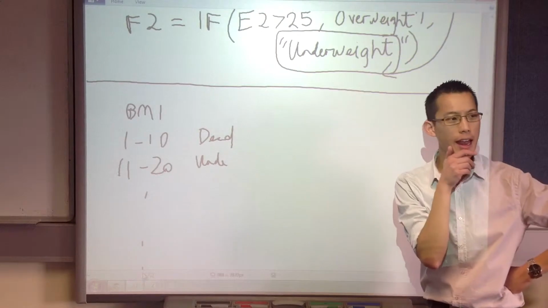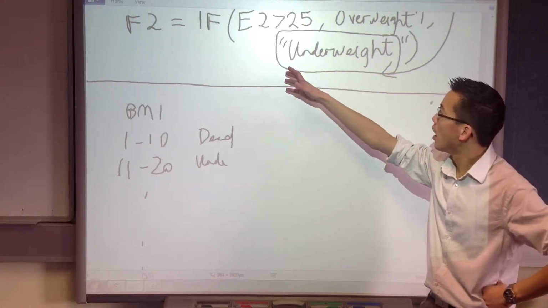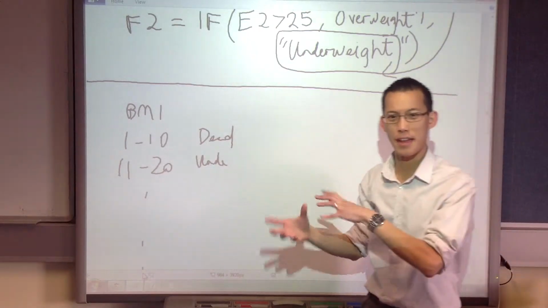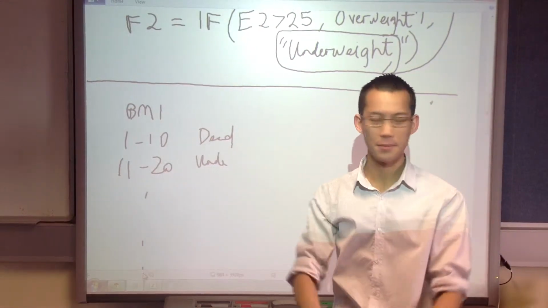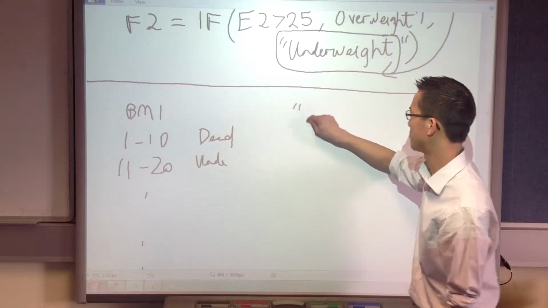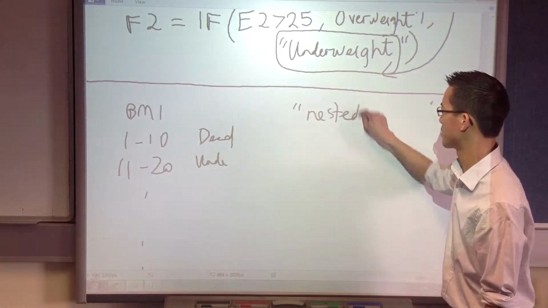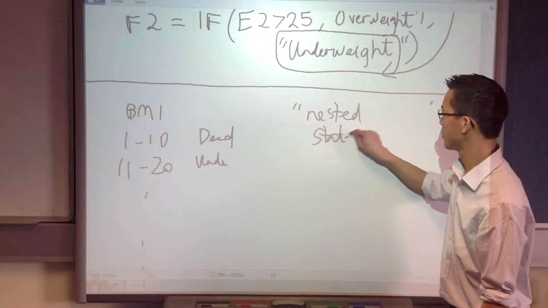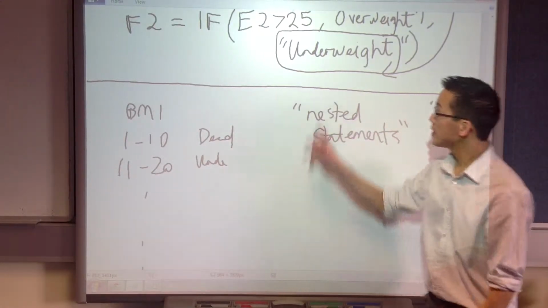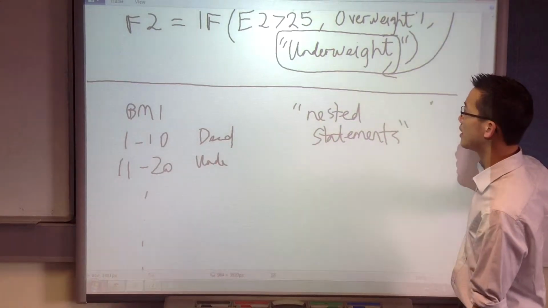So how do we get our if statement to actually do that, to have a more complicated statement? The simplest way is to what we call nest the statements in. They're called nested statements. Okay, so here's the idea. Let's start this one again.